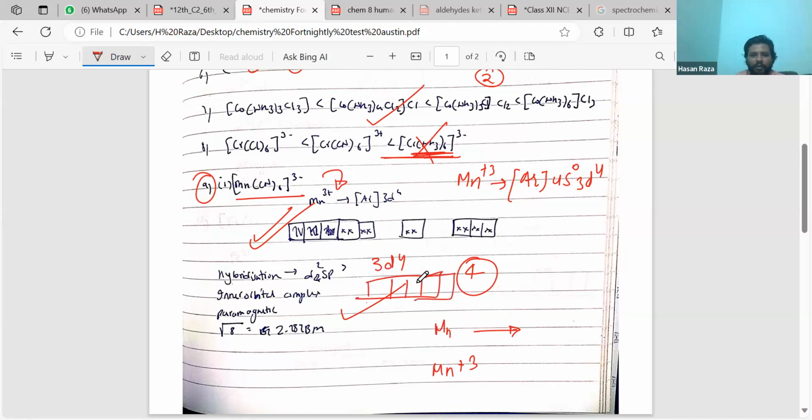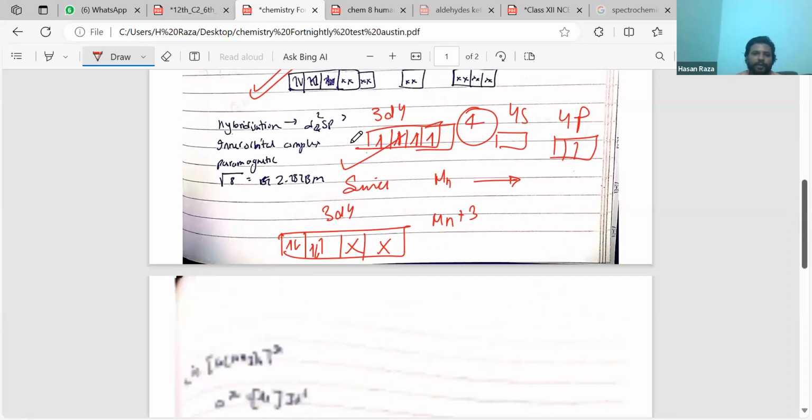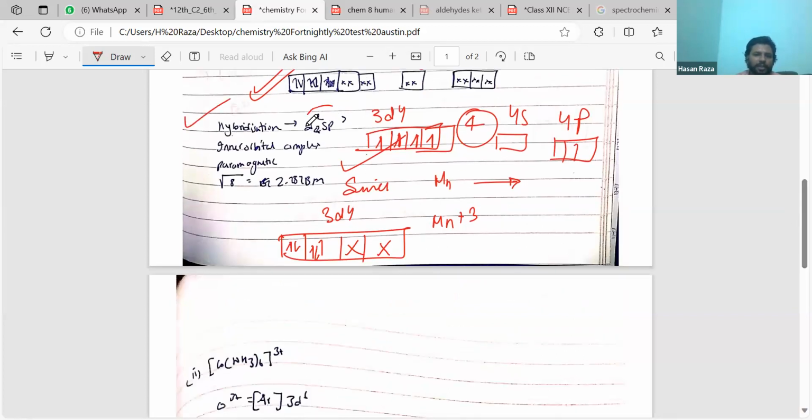you can see you have 1, 2, 3, 4 electrons. Then 4s and 4p will be as it is. Then what you are going to do, since CN minus is a very strong ligand, pairing will start. Pairing will be taking place. You are going to write a sentence, and then 3d4, then you are going to show it like this. This is paired up. Are you getting my point? Yes. Something like that, and then d2, and then s, and then p3. Then you are going to see hybridization is d2sp3, inner orbital complex, paramagnetic, and directly you have written that.